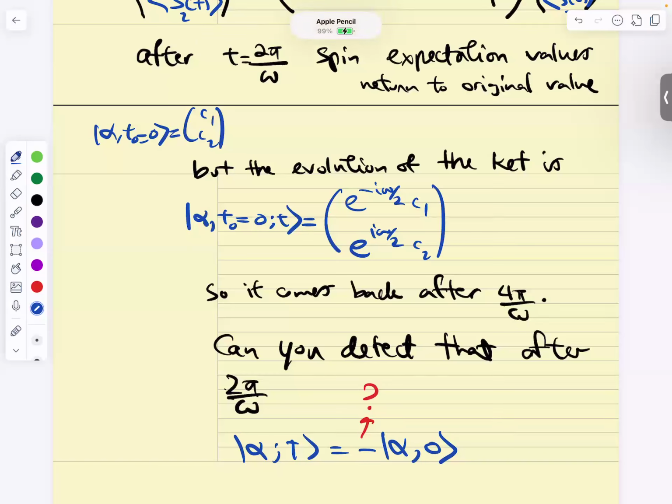So it's pretty clear that now you have to go by 4 pi over omega. You have to be exposed to the magnetic field for 4 pi over omega so that they come back. If you're exposed to it only for 2 pi over omega, even though all your expectation values come back, your ket picks up a minus sign. Good?